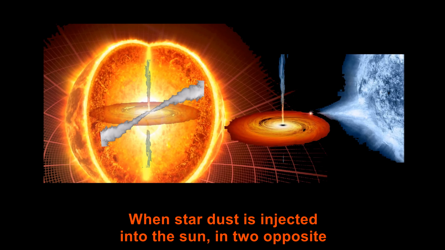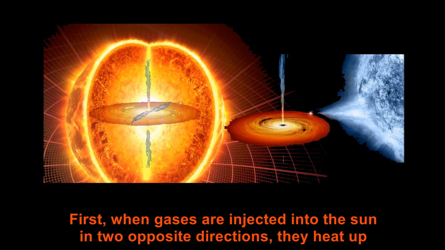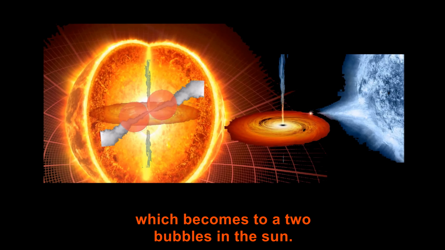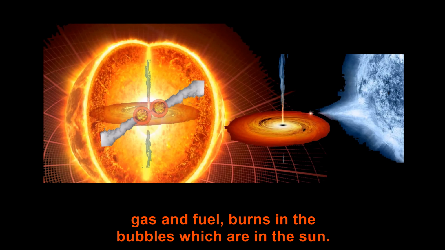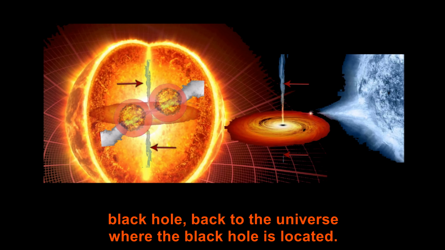When stardust is injected into the Sun in two opposite directions, four things happen at the same time. First, when gases are injected into the Sun in two opposite directions, they heat up very fast and their volume increases rapidly, which becomes two bubbles in the Sun. The second thing, the mass of stardust, which contains gas and fuel, burns in the bubbles which are in the Sun. The third thing, burnt gases are emitted from the bubbles, through the black hole, back to the universe where the black hole is located.